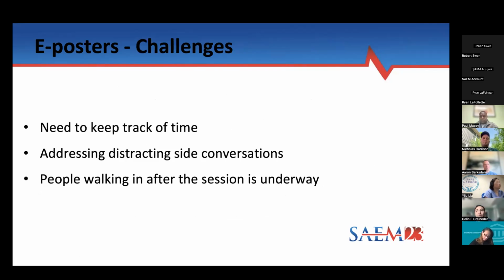One of the challenges of e-posters, if you haven't done e-posters before but you're used to doing oral presentations, is that with oral presentations, everybody's sitting down. There used to be a clock or a little buzzer there that would turn colors. You're not going to have that with e-posters. So you're going to be looking at your phone or your watch or whatever it is you need to keep track of time to make sure you stay on track.